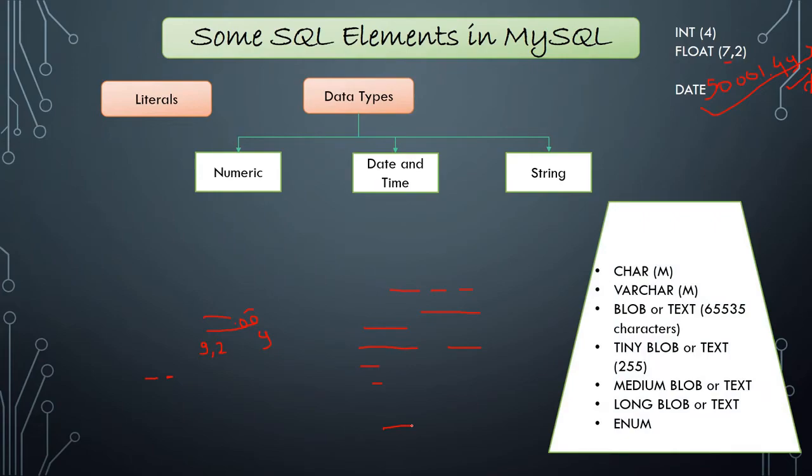Next, we are having a string. In a string, we are having different data types like char, varchar, blob or text, tiny blob. Char and varchar are almost similar. They are having differences. Char is characters, right? M is the number of characters that we can store, whereas varchar is variable character. What is the difference between char and varchar? It depends upon the memory.